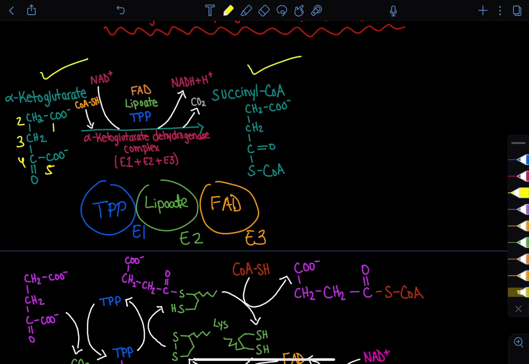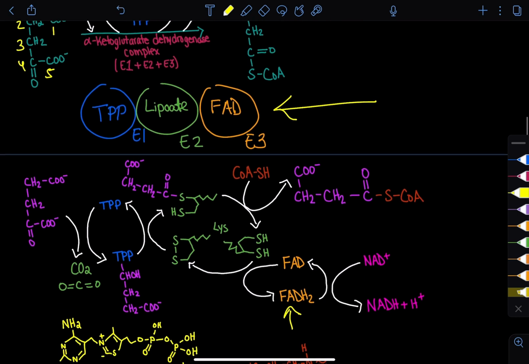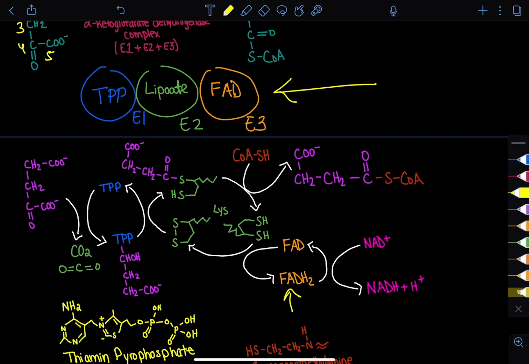And that's essentially the mechanism of alpha-ketoglutarate dehydrogenase complex, which consists of 3 subunits, and each subunit has a specific prosthetic group, and the 3 prosthetic groups and subunits work together to pass things on to one another efficiently to go from alpha-ketoglutarate to succinyl CoA.